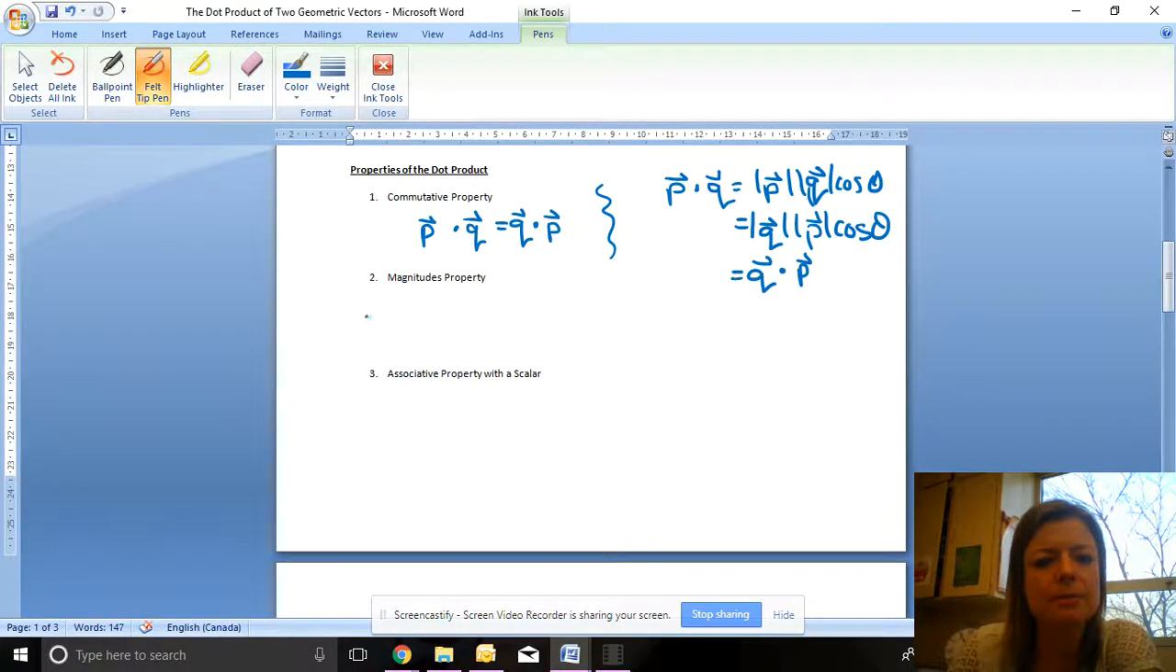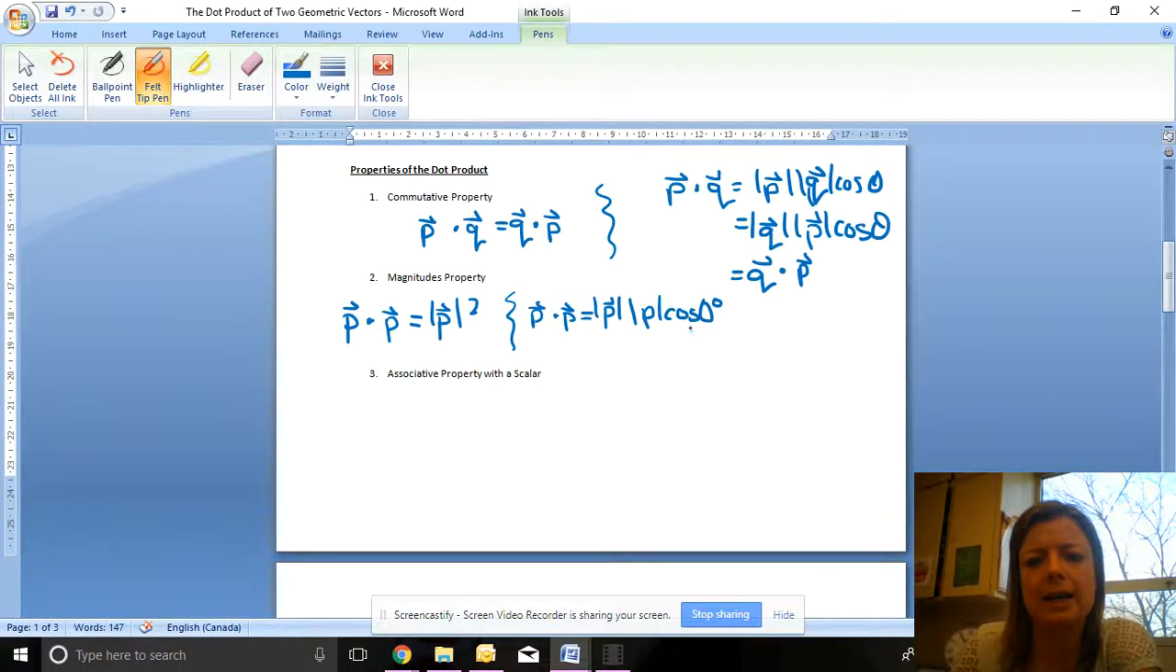The magnitudes property is that if you have a vector dotted with itself, then you get just the magnitude of that vector squared. Why is this true? Well, because P dot P is equal to the magnitude of P times the magnitude of P times cos 0 degrees, because there's no angle between them. And that is just equal to 1. So that's why you get that squared.